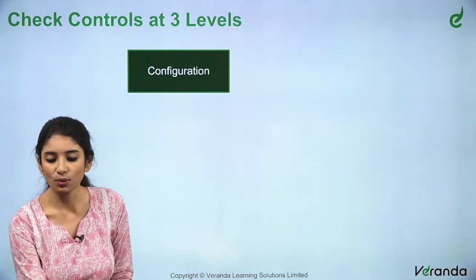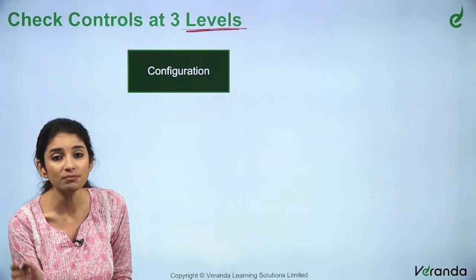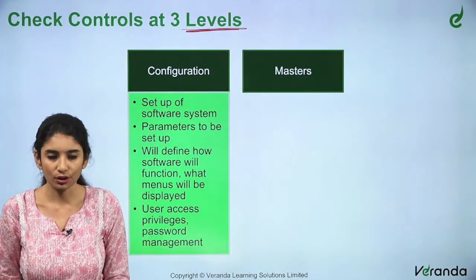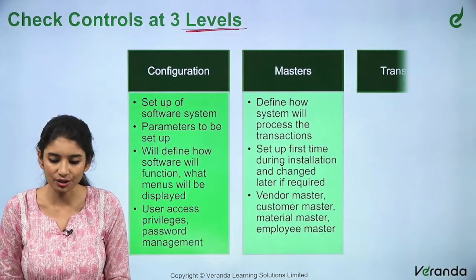So, we need to check controls at 3 levels in every process. One is levels. So, whenever the word levels comes, please make sure you write configurations, masters and transactions. Configurations, masters and transactions.